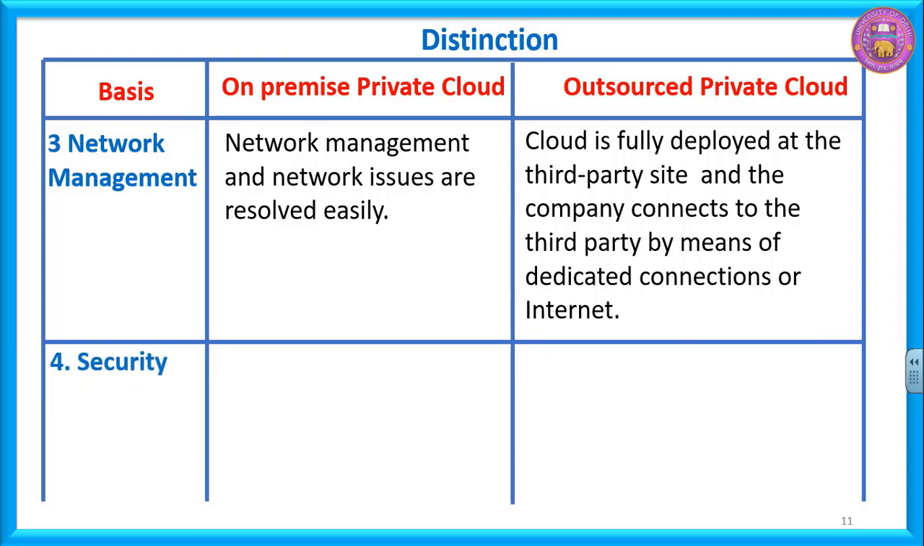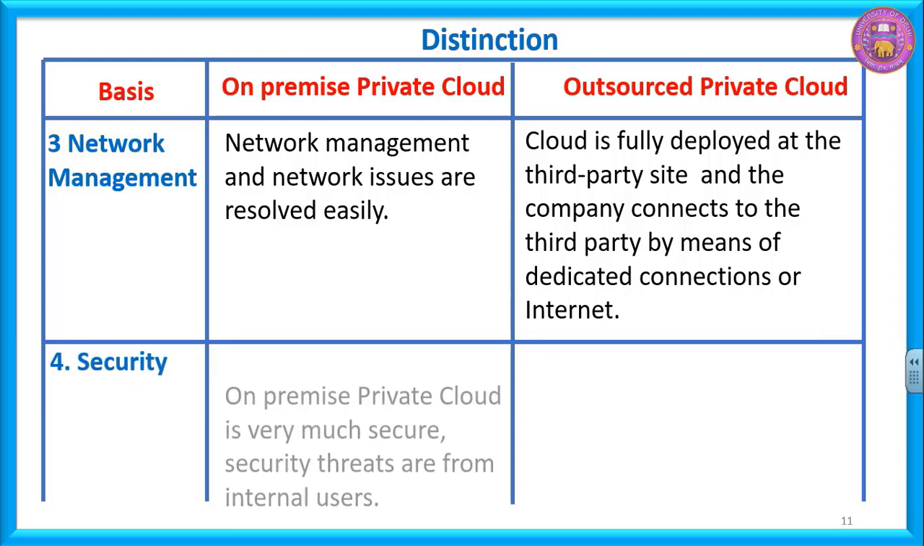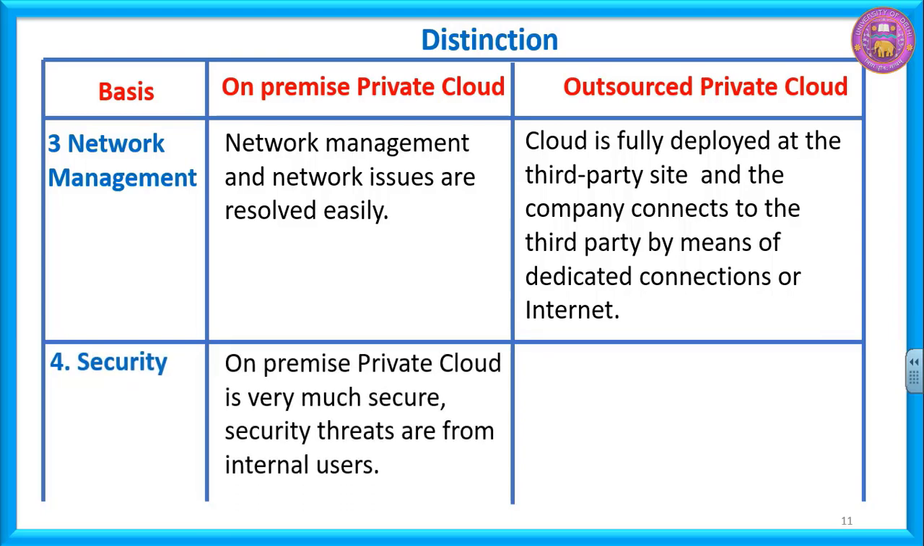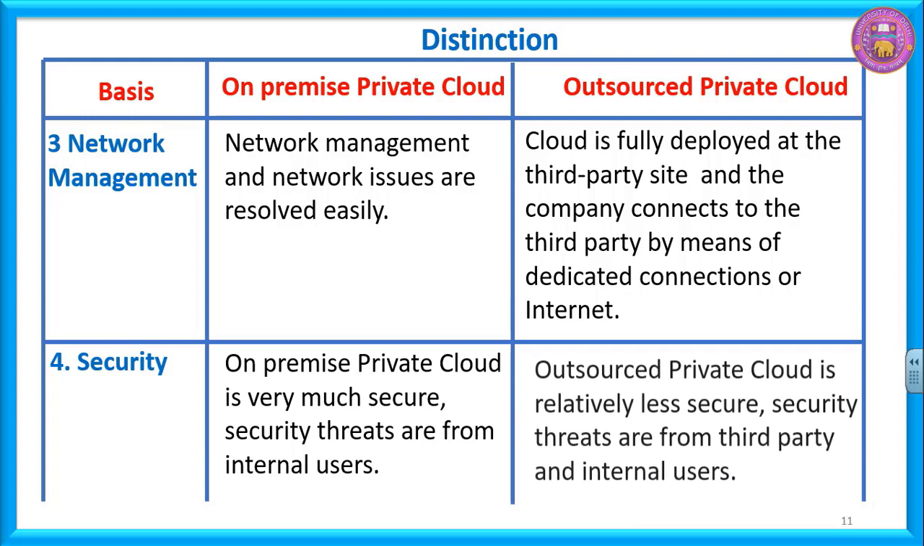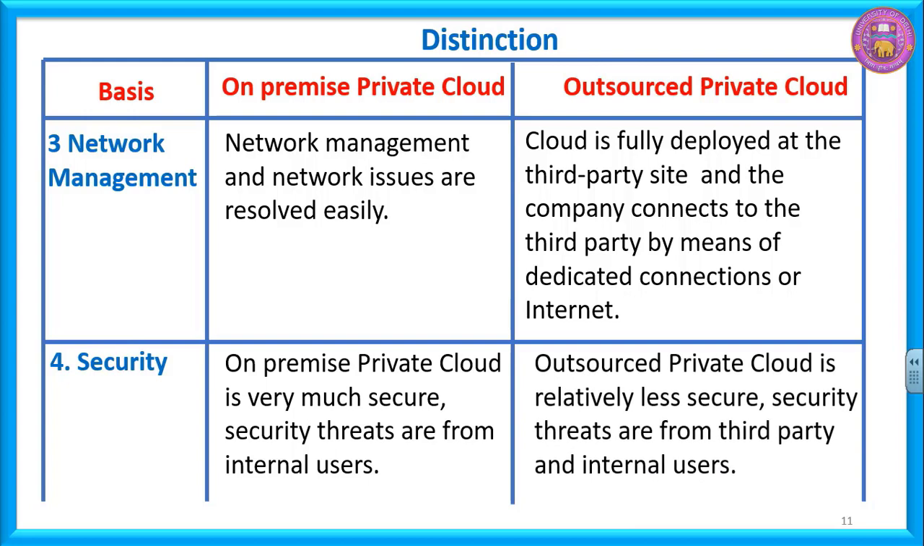The fourth point is security. On-premise private cloud is very much secure. Security threats are from internal users. In the case of outsourced private cloud, it is relatively less secure. Security threats are from third party and internal users.